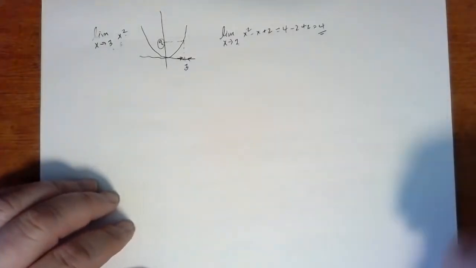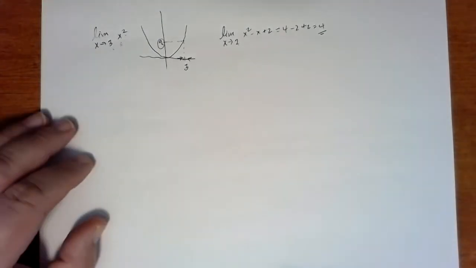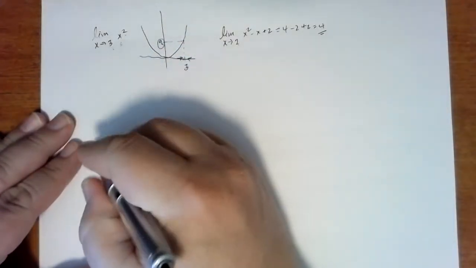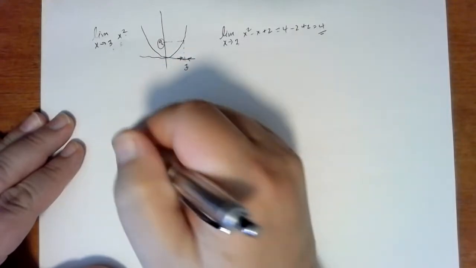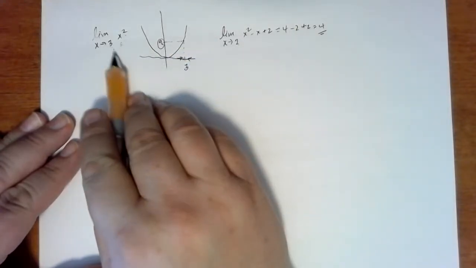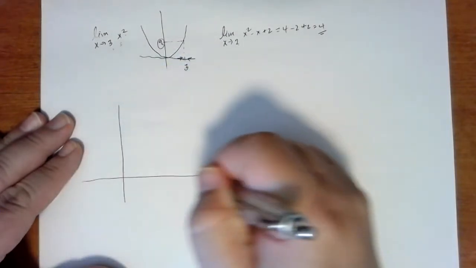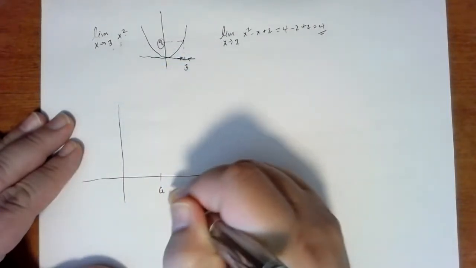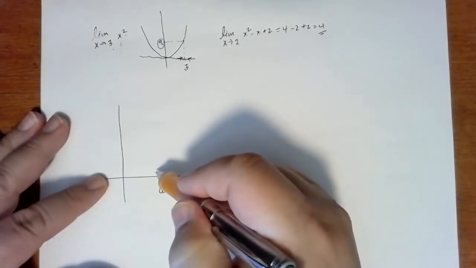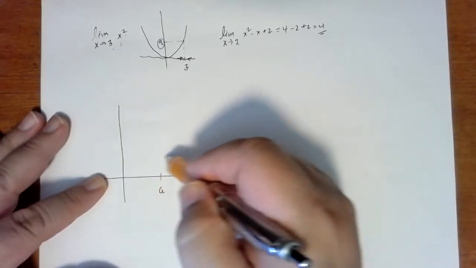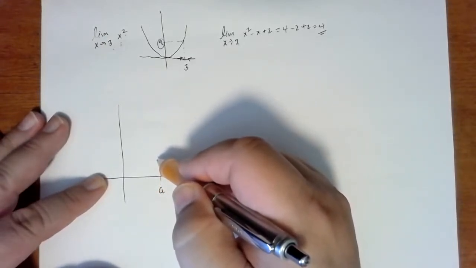Let's talk about when some other limits might not exist. We said before that in order for the limit to exist, I should be able to go from either the right or the left and come up with the same number. Well, what does it look like if the limit coming from the left is different from the limit coming from the right? What would that look like?